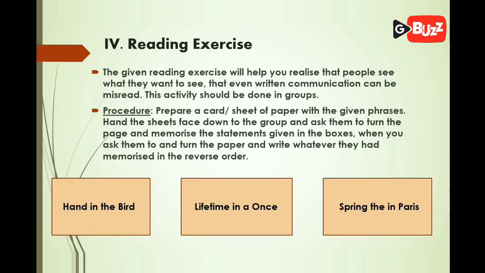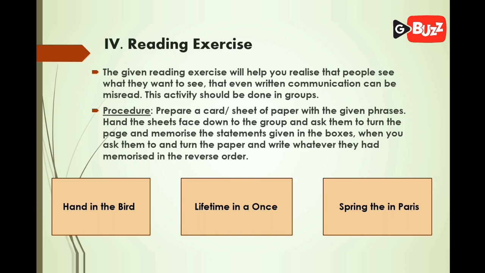Reading exercise. Reading exercise is a simple activity which will help us understand that we see what we want to see, that even written communication can be misread. This activity can also be done in groups. A paper or card is to be prepared with the phrases given in the boxes: hand in the bird, lifetime in a once, and spring in the Paris. These sheets should be handed over to the group and asked to read it only when you or the leader ask them to.